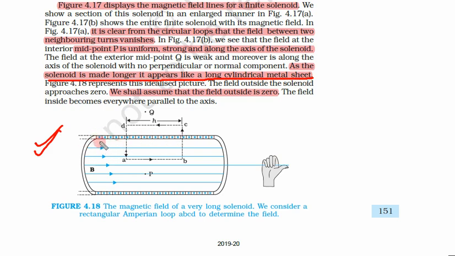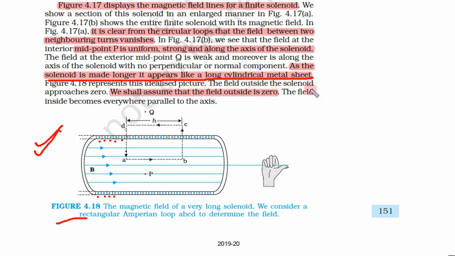Again here you can see dots. That means current is coming out. Here crosses, that means current is going inside the plane of paper. So this is the same solenoid, but now it is so tightly wound that it looks like a cylindrical metal sheet. Figure 4.18 represents this idealized picture. This is only the idealized picture when wires are so tightly wound that there is no gap. So in that case this will look like a cylinder.